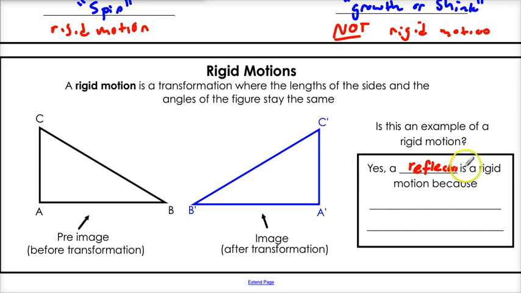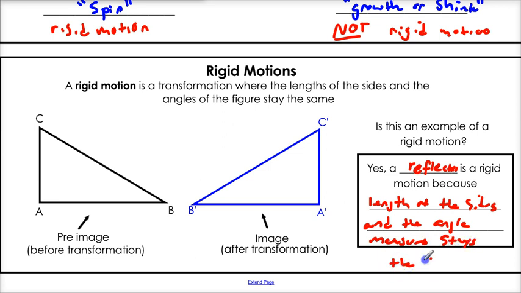So yes, a reflection is a rigid motion because the length of the sides and the angle measures stay the same. So I'll show you why it's important that we learn about rigid motions, and it's going to help us prove some things.